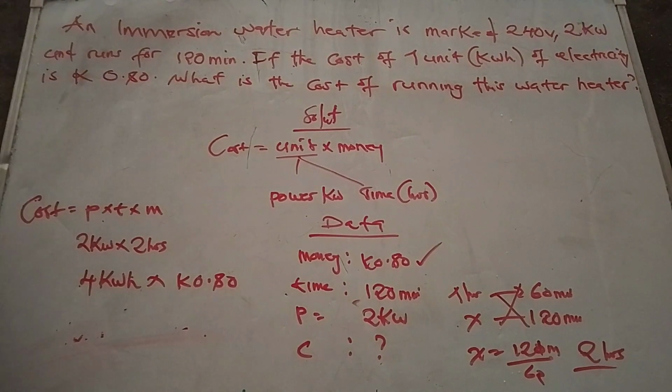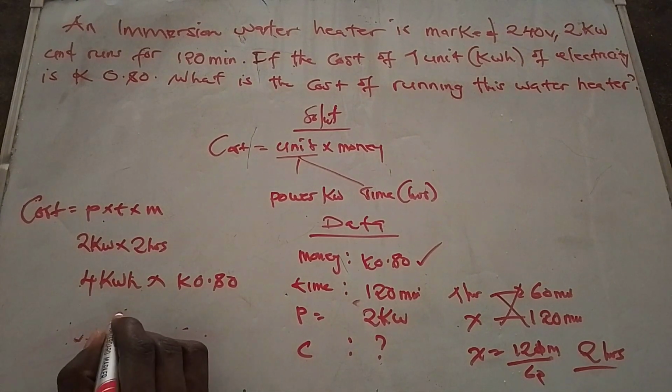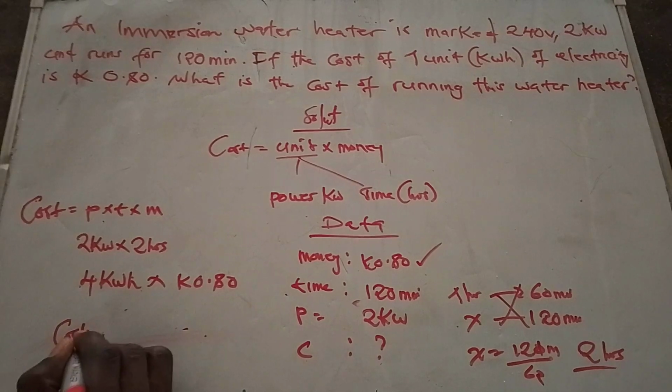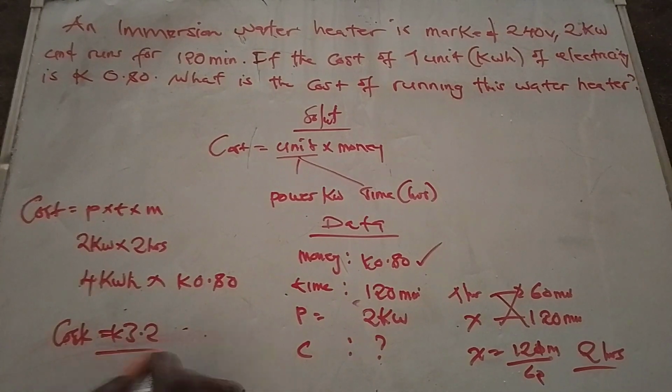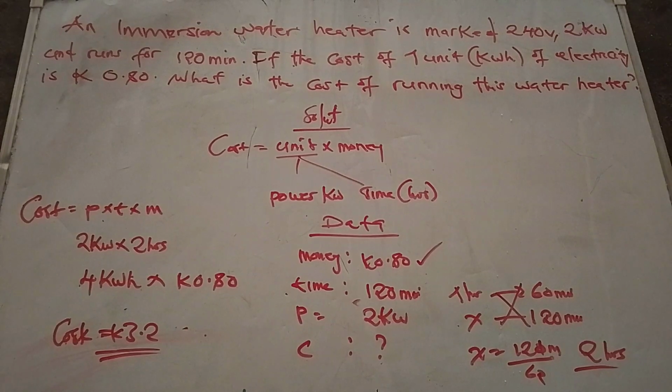Then from here, if you multiply 4 by 0.80, we are getting 3.2. So our cost is equal to 3.2 kwacha. That is how we do the calculations under the cost of electricity. So let's look at another example.